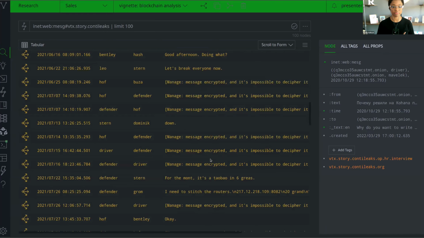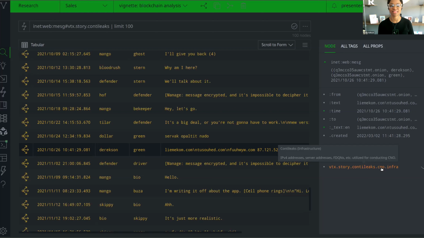So what we did in analyzing the data is we pulled out that information, and then we also applied tags. That's what we use in Synapse to apply context and contextualize data. We applied tags to the data to indicate what we think it was associated with. So in this case, for an example, we assessed that this message is referring to CNO infrastructure, so we tagged it as such.